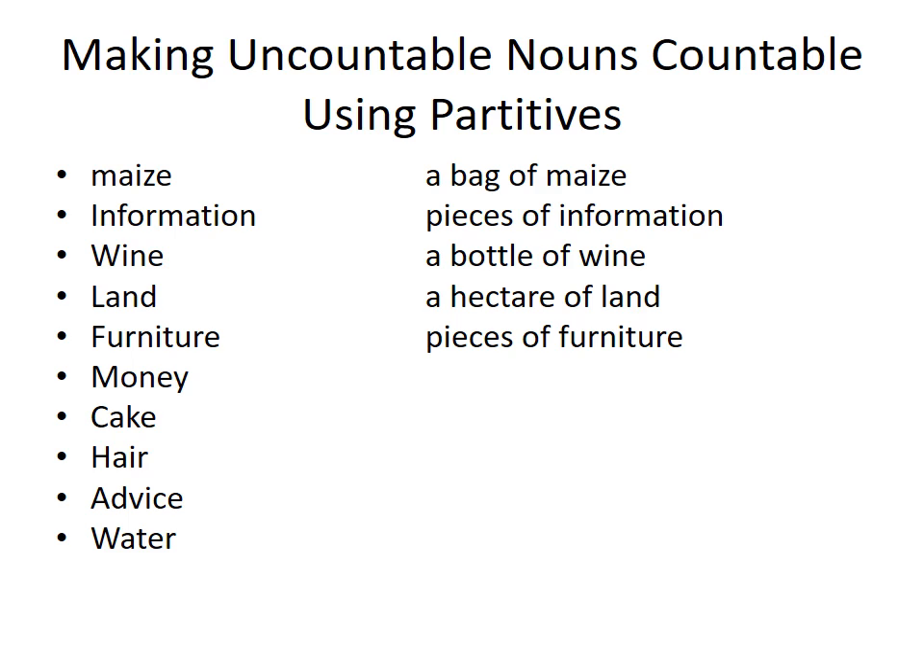In a word like maize, a bag of is added to make it countable. So we have a bag of maize. For information, we can have a piece of information or pieces of information if there are many. Wine, a bottle of wine or bottles of wine. Land, a hectare of land. Furniture, pieces of furniture.